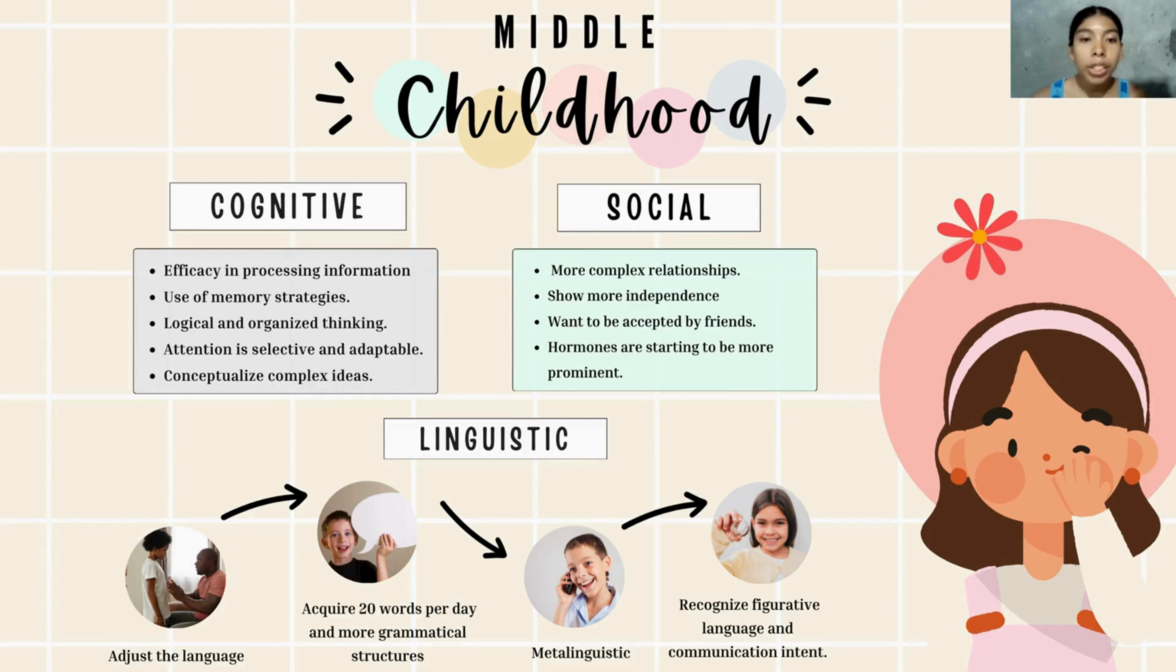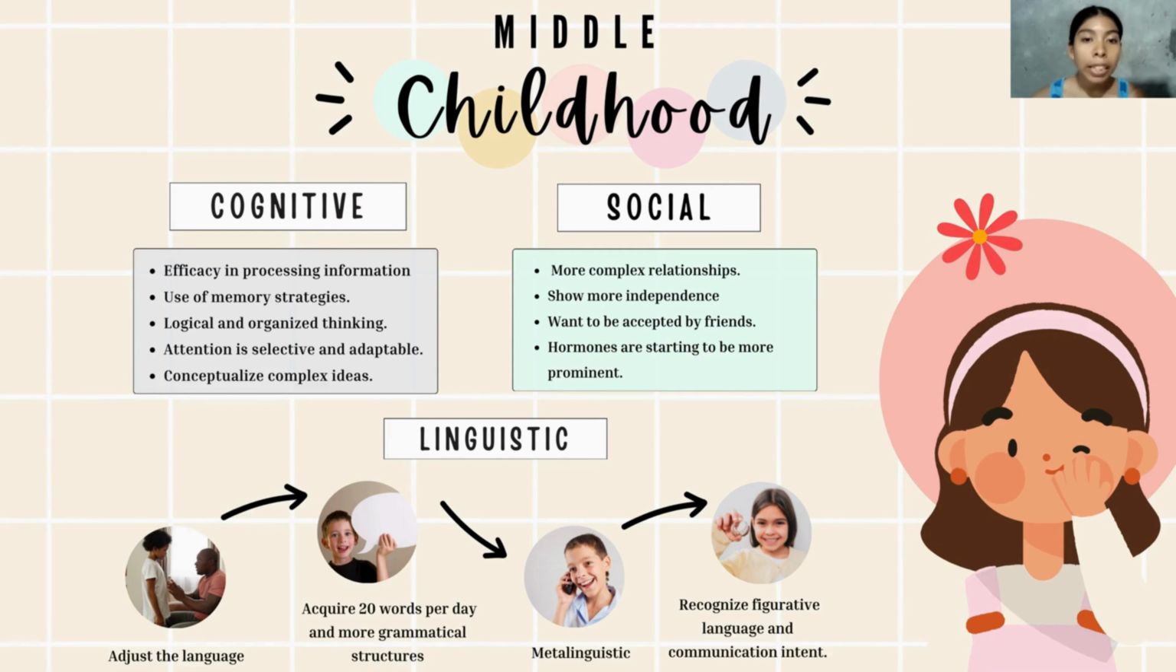Let's continue with middle childhood and delve into the linguistic characteristics. Number 1. During middle childhood, children become more adept at adjusting their language based on who they are speaking to and the context of the conversation. For example, they may use more formal language when speaking to adults and adopt informal language when talking with peers and friends. Number 2. Children typically acquire around 20 words each day, allowing them to express themselves more precisely.